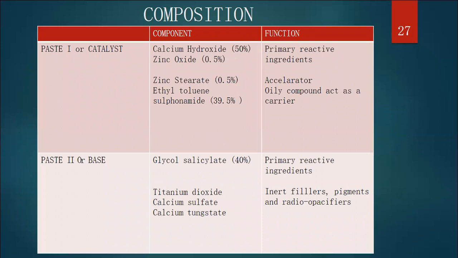Now the composition. Paste 1 or catalyst: calcium hydroxide 50%, zinc oxide 0.5%, zinc stearate 0.5%, ethyl toluene sulfonamide 39.5%. Function: calcium hydroxide is the primary reactive ingredient, zinc stearate is an accelerator, and ethyl toluene sulfonamide is an oily compound that acts as a carrier. Base 2 or base: glycol salicylate 40%, its function is primary reactive ingredient. Titanium dioxide, calcium sulfate and calcium tungstate function as inert fillers, pigments, and radiopacifiers.